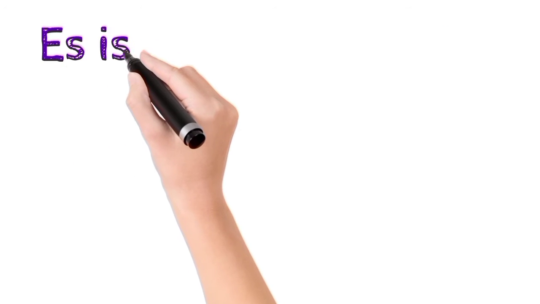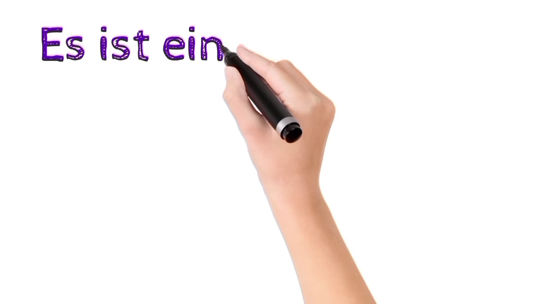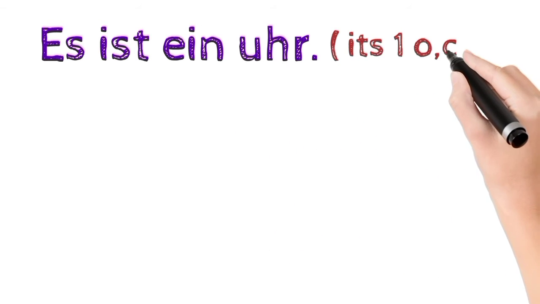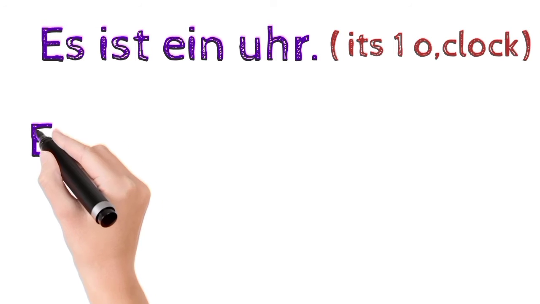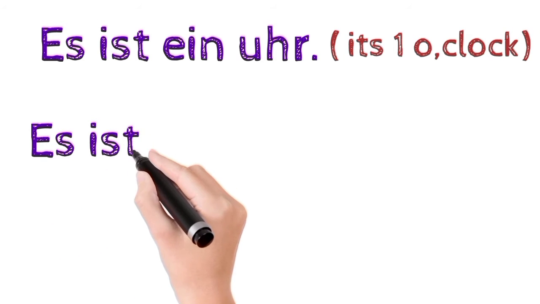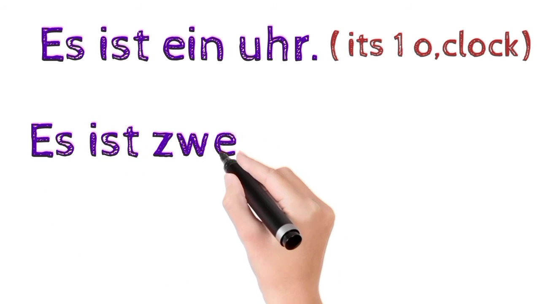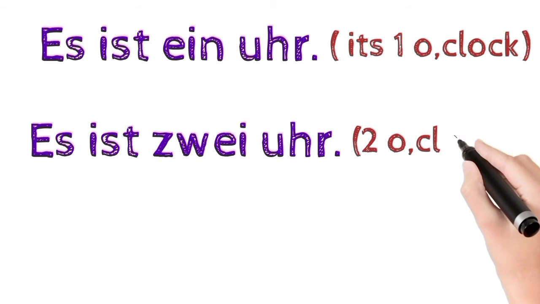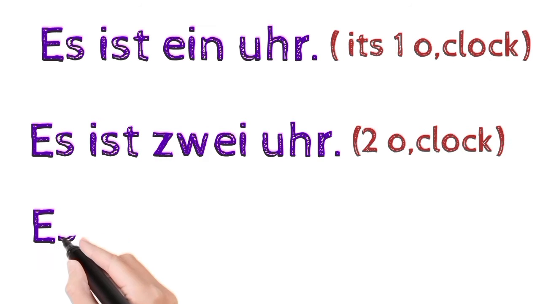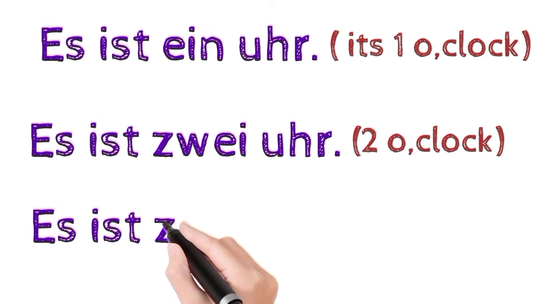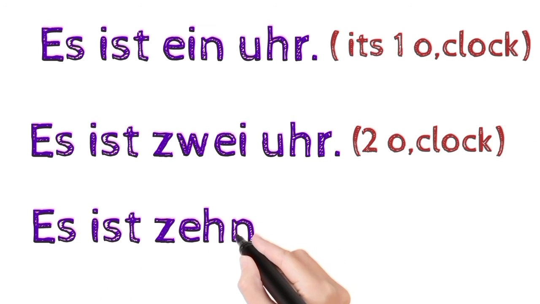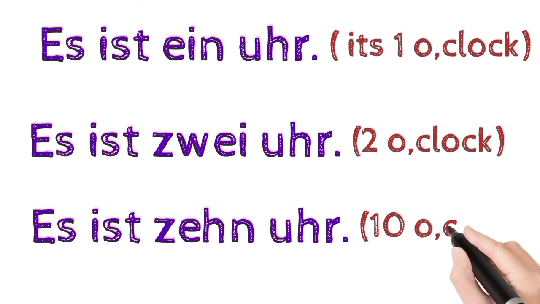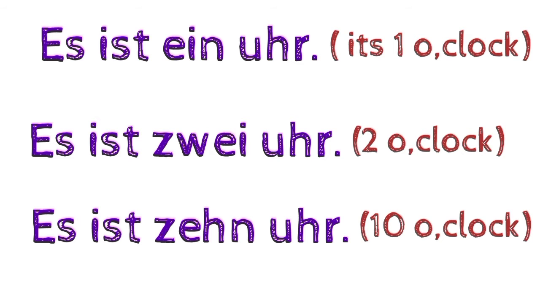When it's 1 o'clock, then you can say es ist 1 Uhr. Es ist 1 Uhr. Ein means 1. If you don't know the German countings, then you can watch my lesson number 13 and 14 in my channel. When it's 2 o'clock, then you can say es ist 2 Uhr. Es ist 2 Uhr. Repeat after me. When it's 10 o'clock, then you can say es ist 10 Uhr. Es ist 10 Uhr.